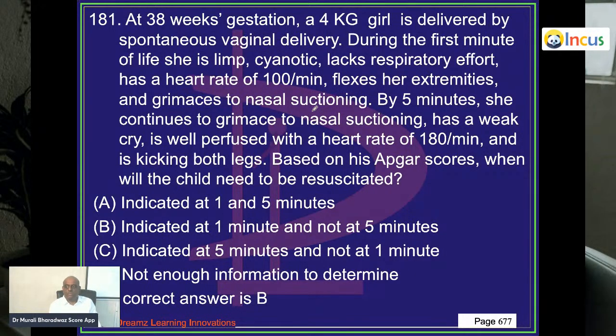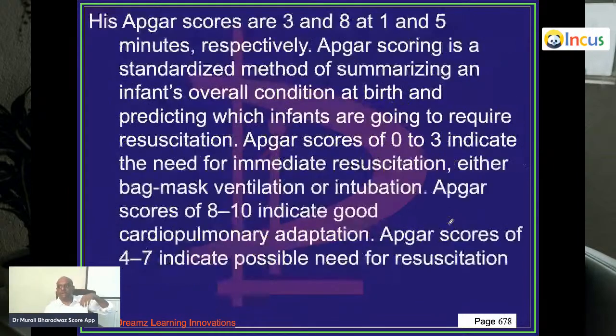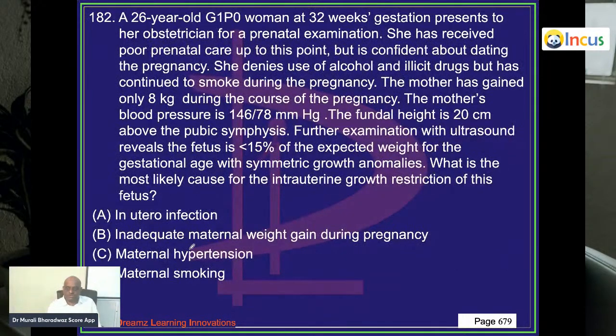So, her 1 minute Apgar score is bad, 5 minute Apgar score is good. So, it is indicated at 1 minute and not at 5 minutes. That is all about the Apgar score. Typically at 1, it was 3. By 5, it is 8. So if the Apgar score is between 0 to 3, you require to do immediate resuscitation. Apgar 8 to 10 means good cardiopulmonary adaptation is what you need to remember.